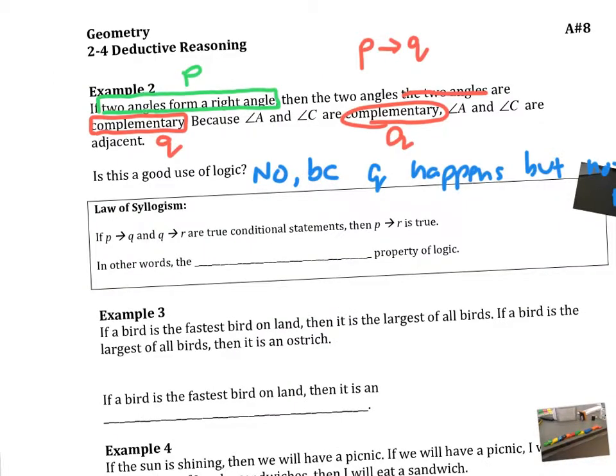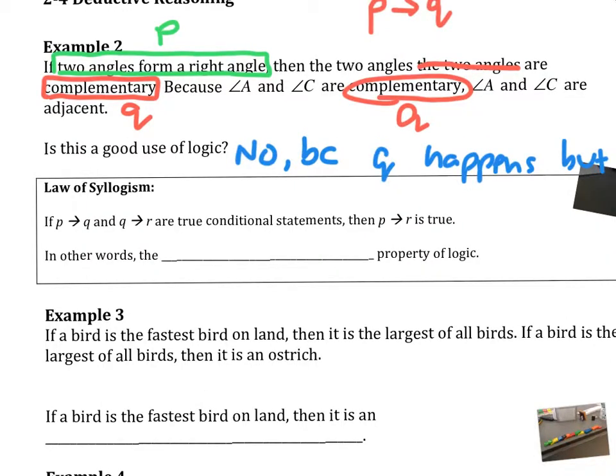All right, this next one is called the Law of Syllogism. Great word. The Law of Syllogism says this. Again, it's inception. We have an if-then statement with if-then statements built in. So that's why I'm using the Qs and the Rs and the Ps and Qs here. So if P implies Q and Q implies R are true conditional statements, then P implies R is also true.